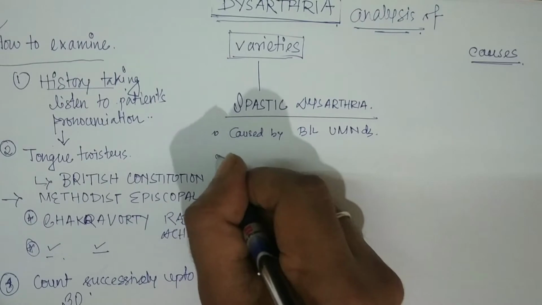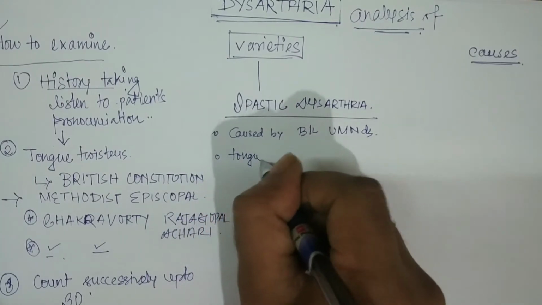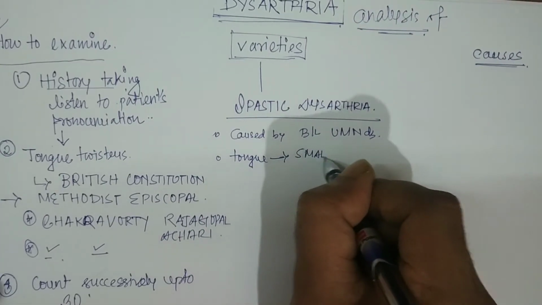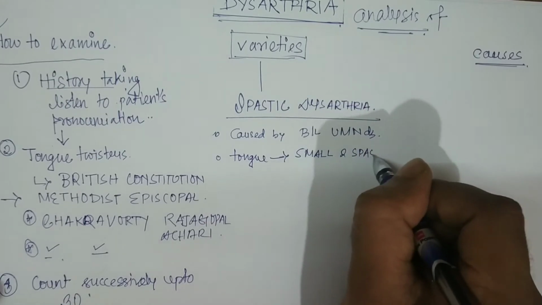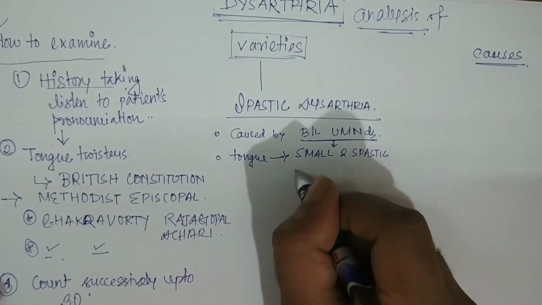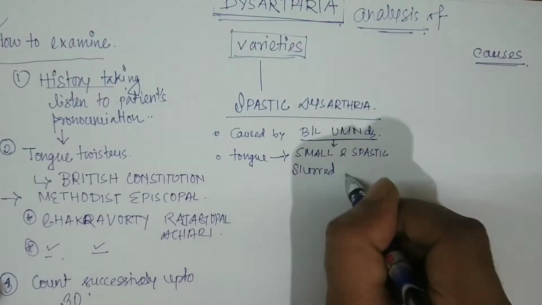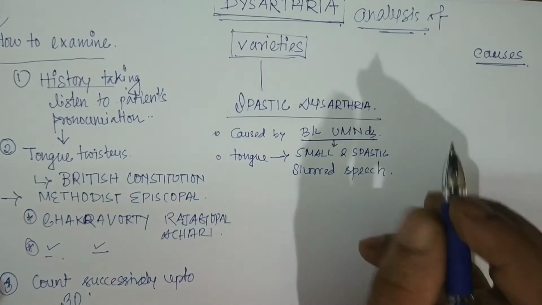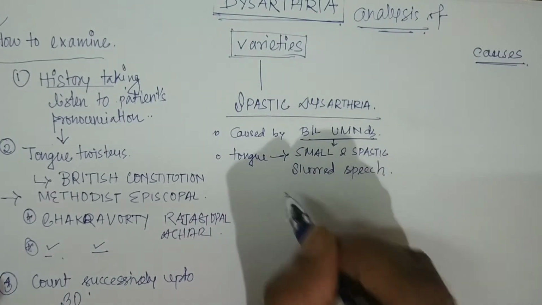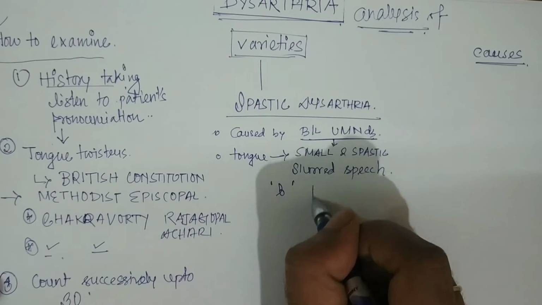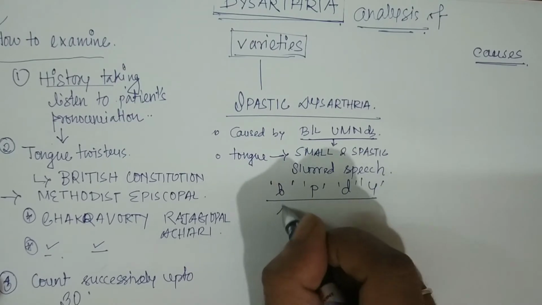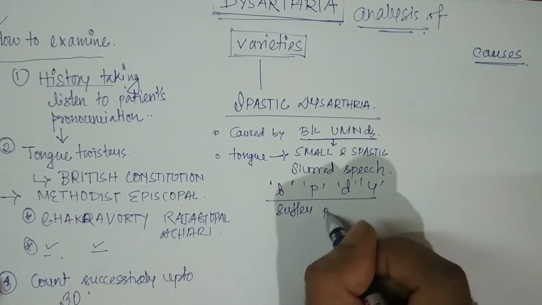What will happen? Here the tongue will be small and obviously spastic, because of bilateral upper motor neuron disease. The speech will be slurred. There are some letters which will suffer particularly. What are they? B, P, D and Y. These letters will suffer particularly.